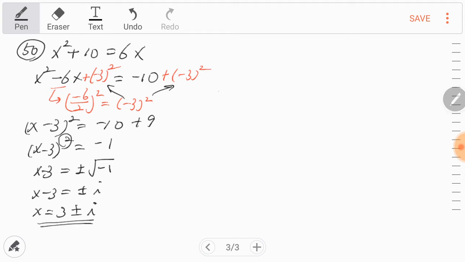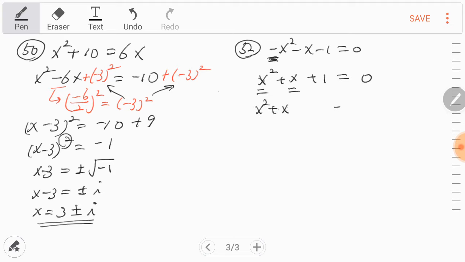Okay, let's try another one. Okay, how about 52? Negative x squared minus x minus 1 is equal to 0. The leading coefficient is negative 1, so why don't we divide each side by negative 1? Then x squared plus x plus 1 is equal to 0. We divide the equation by negative 1 so that the leading coefficient is 1. And then we need only these two terms, so we don't need plus 1. So move plus 1 to the right.